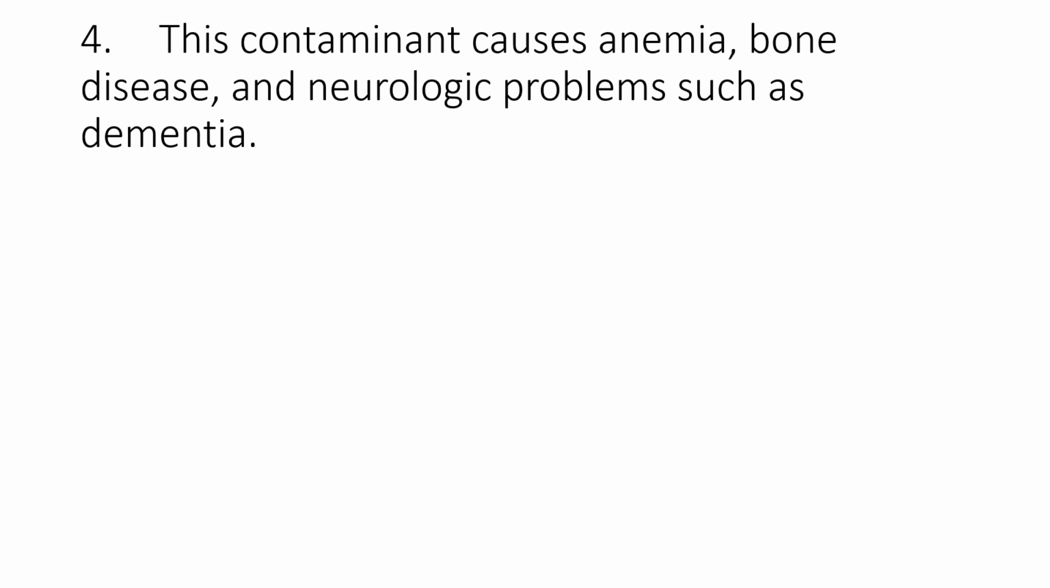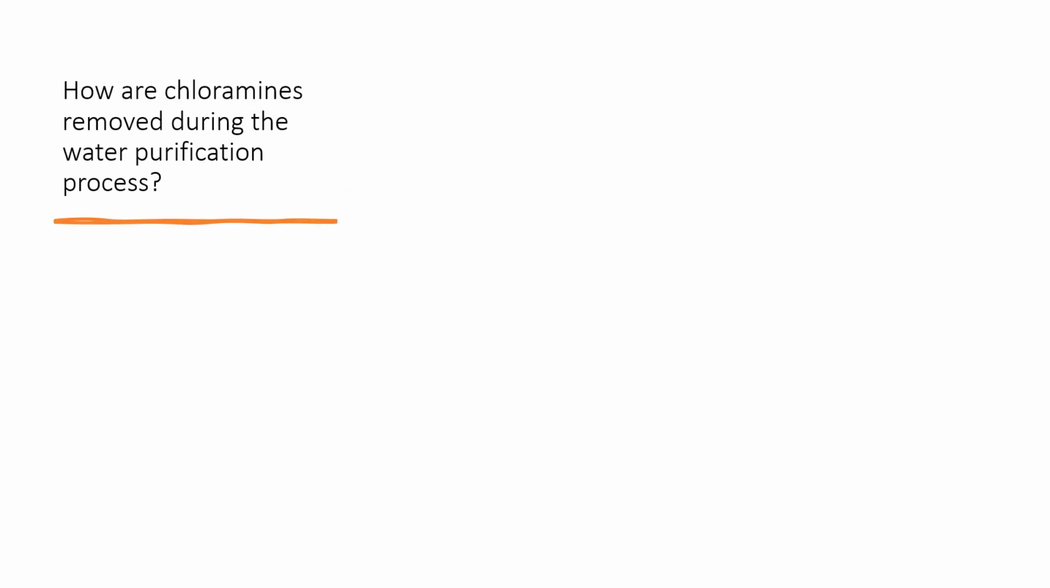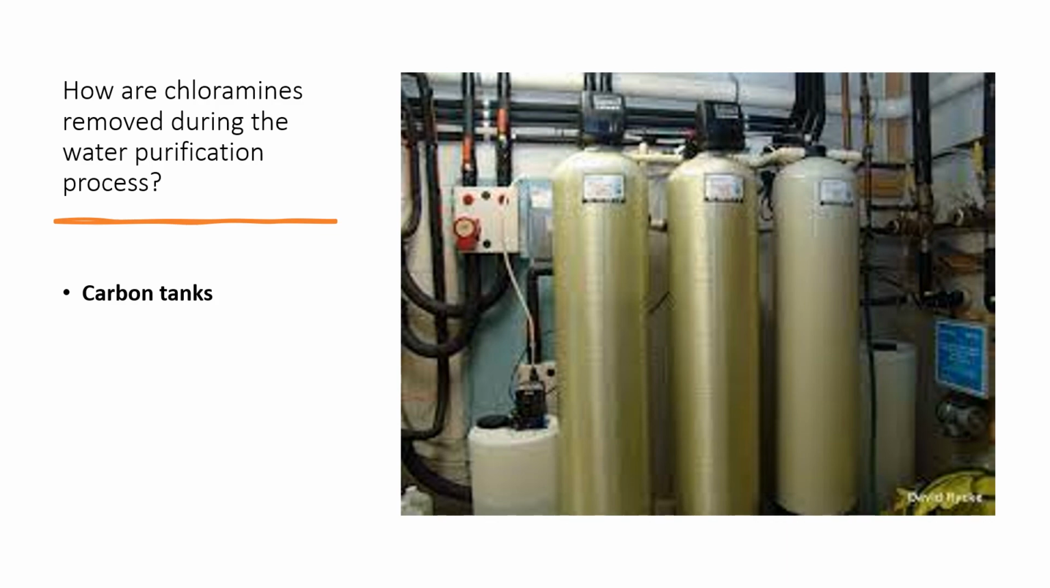Question number 4. This contaminant causes anemia, bone disease, and neurologic problems such as dementia. And the answer is aluminum. Final question. How are chloramines removed during the water purification process? The answer is carbon tanks.